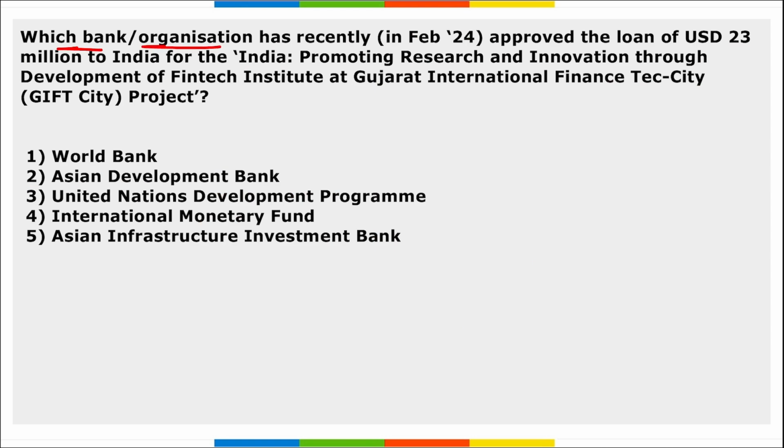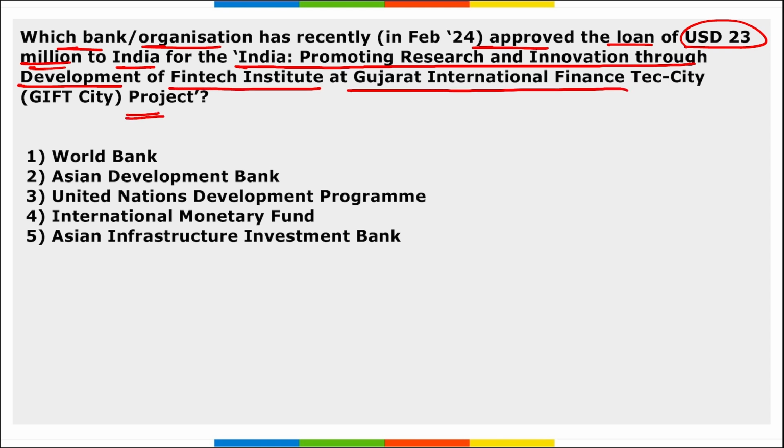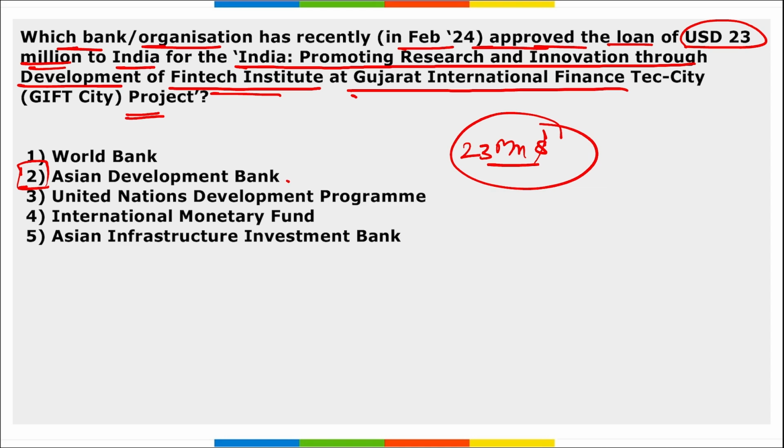Next, which bank or organization has recently approved a loan worth $23 million to India for promoting research and innovation through development of a FinTech Institute at GIFT City in Gandhinagar, Gujarat? It is Asian Development Bank, right? They have approved a loan of $23 million to India for promoting research and innovation through development of a FinTech Institute at GIFT City in Gujarat. They will be signing their loan of $23 million.